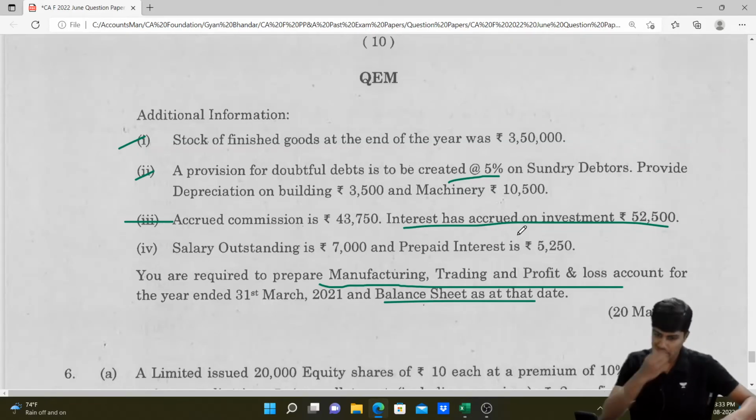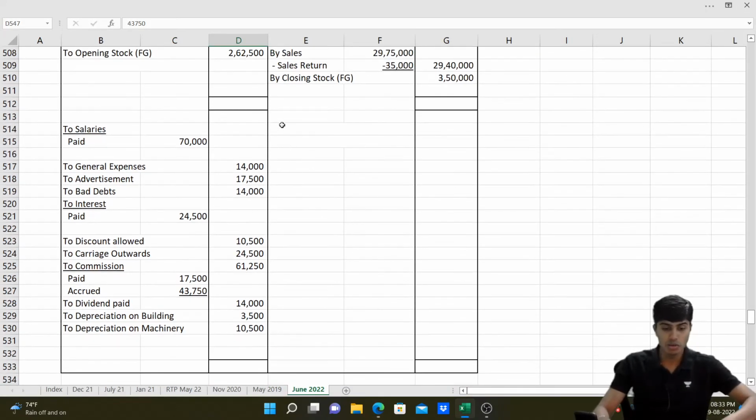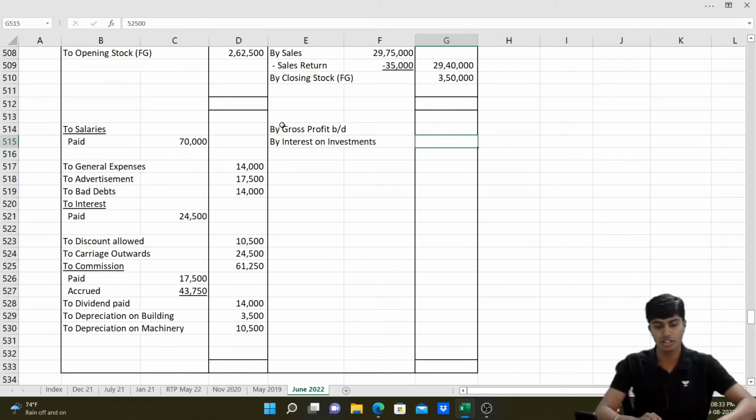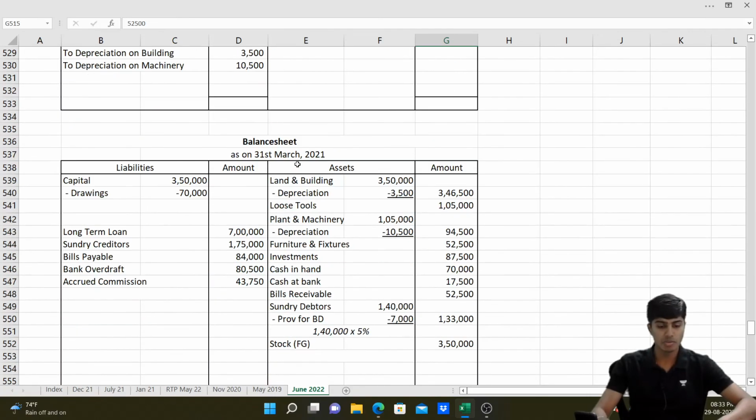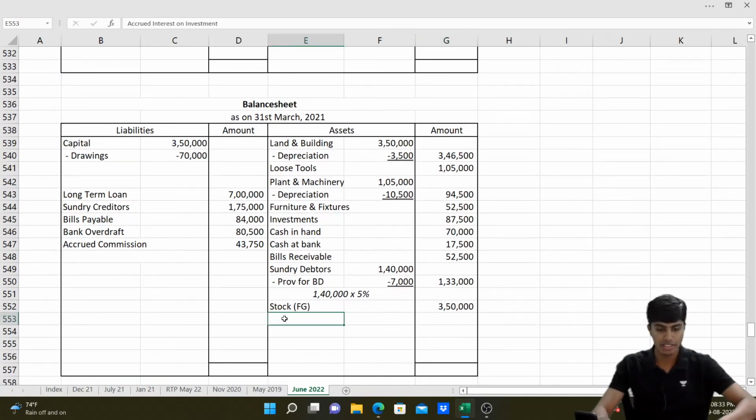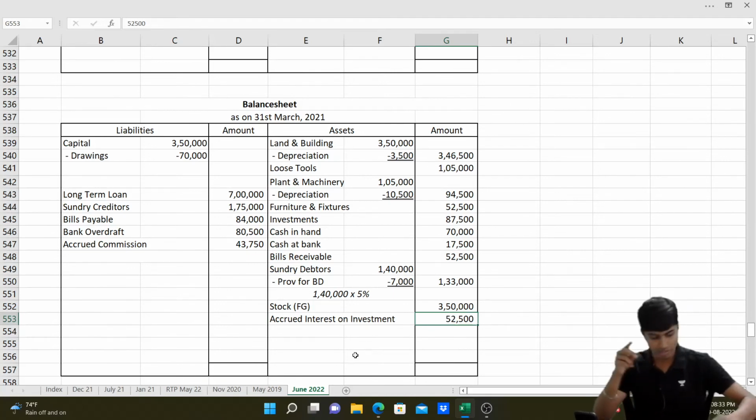Then we have interest accrued on investments 52,500. This is not received but accrued. So this would be my income. I'll leave little space for gross profit here and then write interest on investments 52,500. This is income in P&L and this will become asset in balance sheet. On the balance sheet asset side, I'll write accrued interest on investments 52,500 rupees.